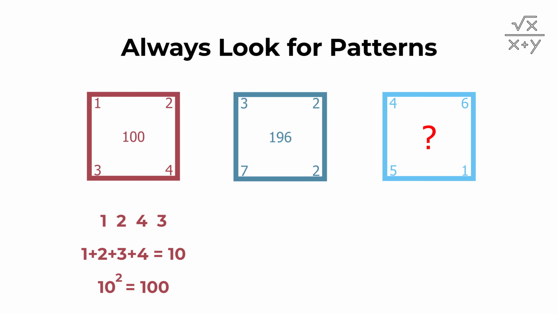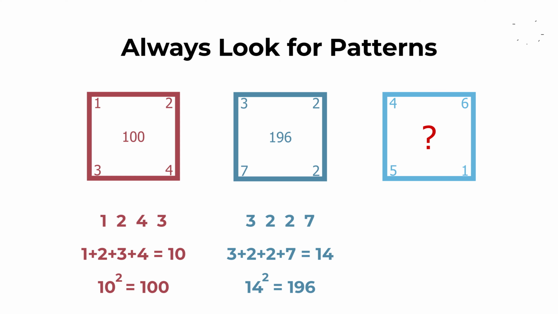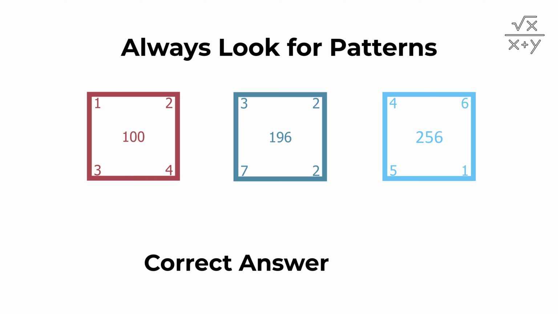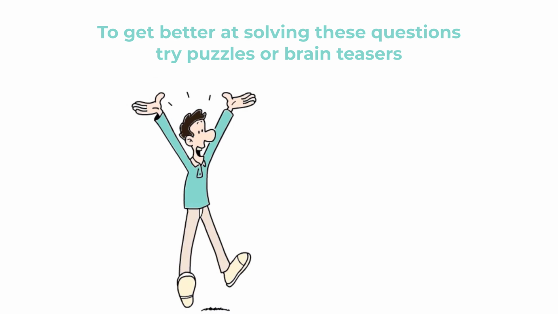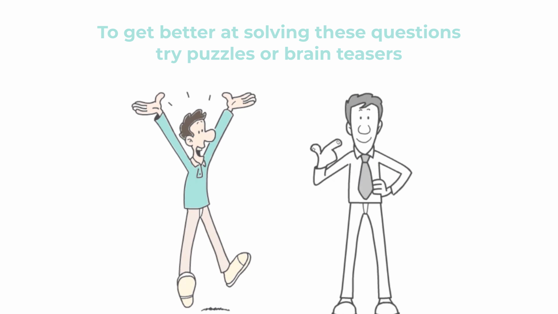The sum of 3 plus 2 plus 2 plus 7 equals 14, and 14 squared is 196. And now the light blue square has the sum of numbers equal to 16, because 4 plus 6 plus 1 plus 5 equals 16, and 16 squared is 256. So the answer here is choice C, 256. Hopefully you've nailed this question and now know how to answer similar problems on the test.